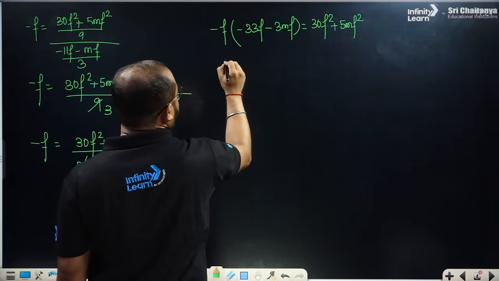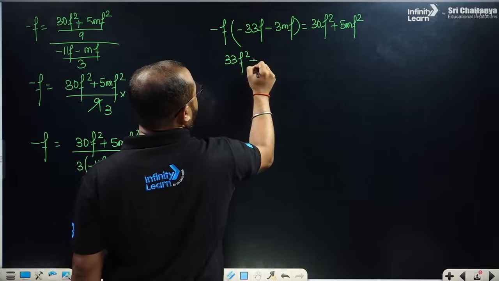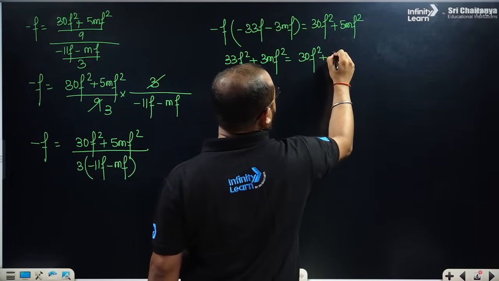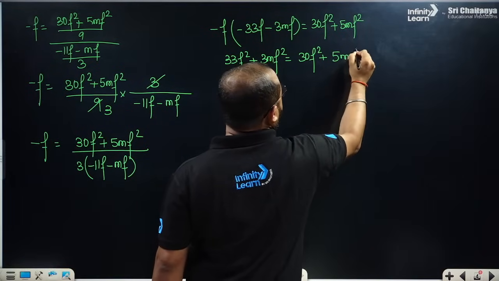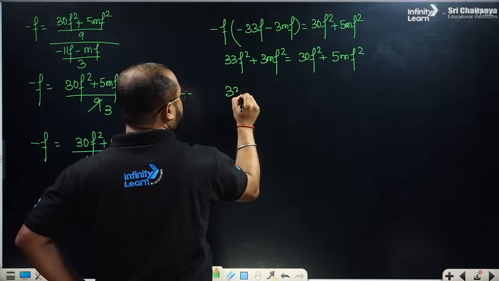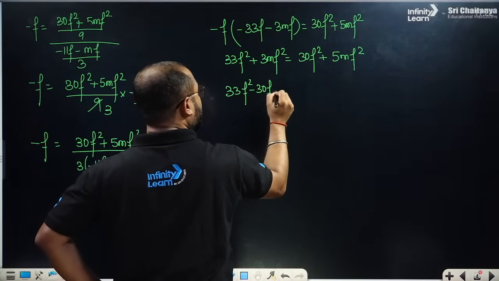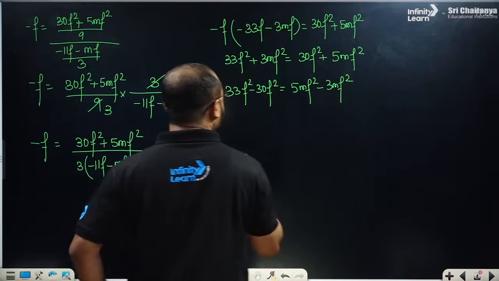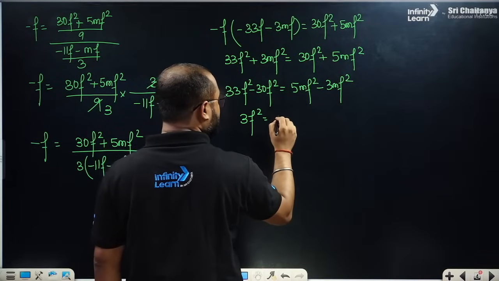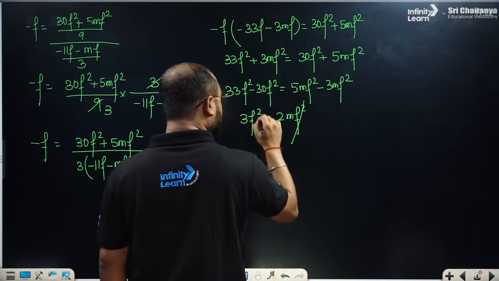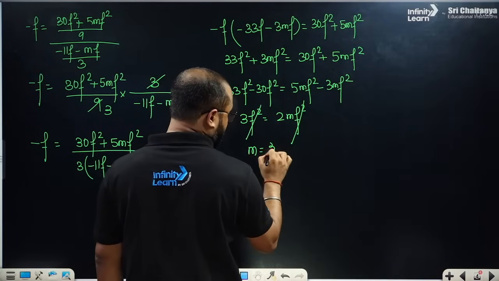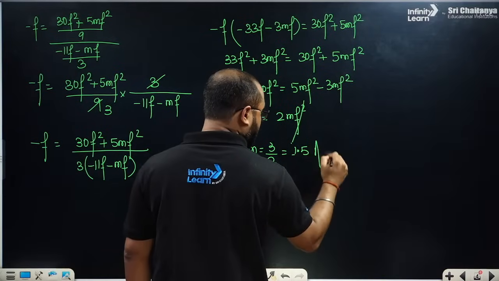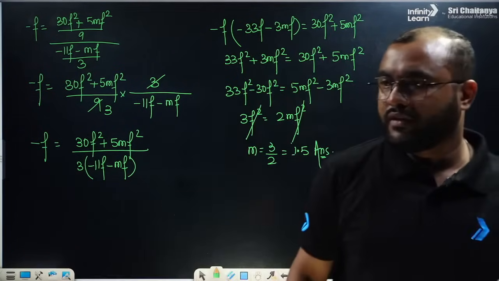Right, solve it. It will be going to be positive 33f square positive 3mf square will be equals to 30f square plus 5mf square. Do it. That is 33f square minus 30f square will be equals to 5mf square minus 3mf square. Okay, so it will be 3f square will be equals to 2mf square. This mf square is cancelled out. The value of m is going to be 3 by 2, that is going to be 1.5. That will be your answer, people. The answer for this following question is 1.5.